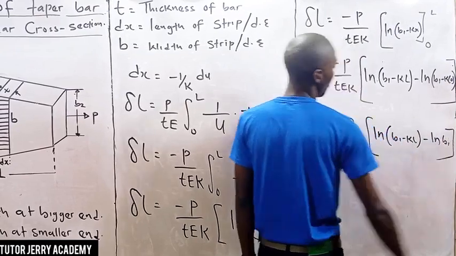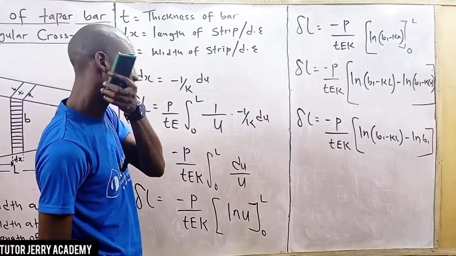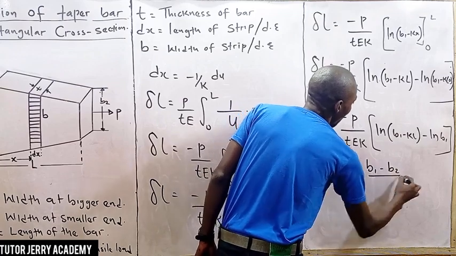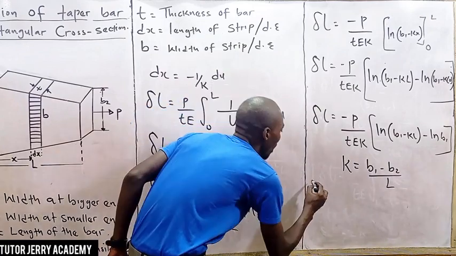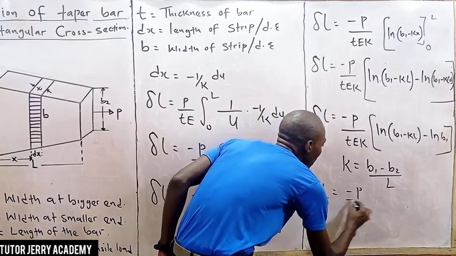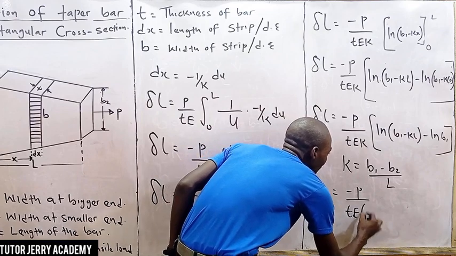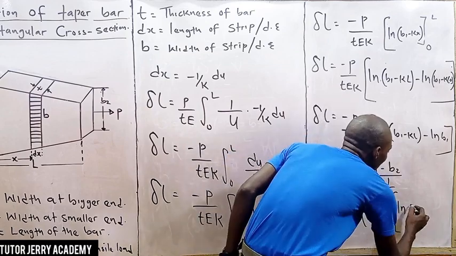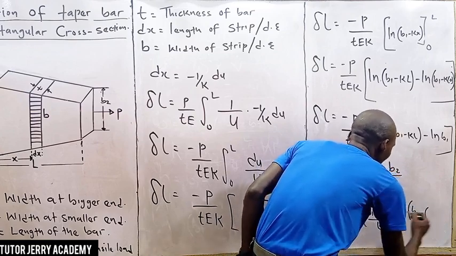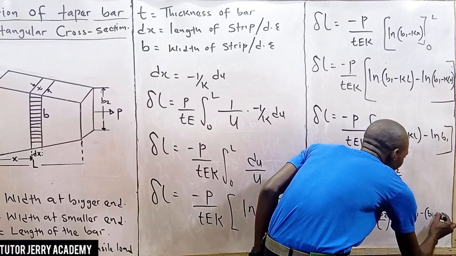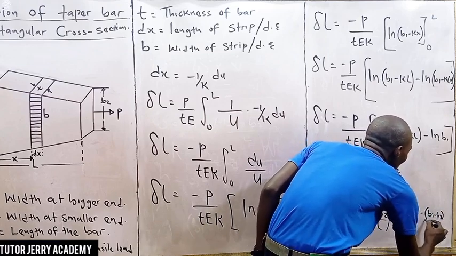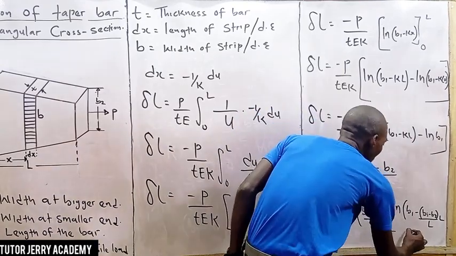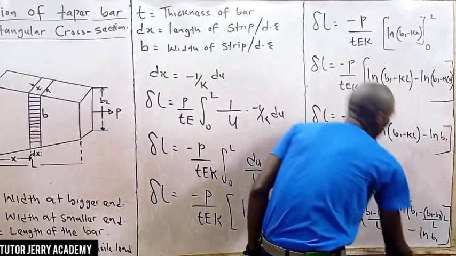Right. So from here, don't forget, we also said that our K is equal to B1 minus B2 all over L. By the time I substitute that here, I'm going to have L equals minus P all over T E multiplied by K, which is B1 minus B2 all over L, into ln of B1 minus K. Our K is B1 minus B2 all over L, all over L. Then we have minus ln of B1. This is what we are going to have.